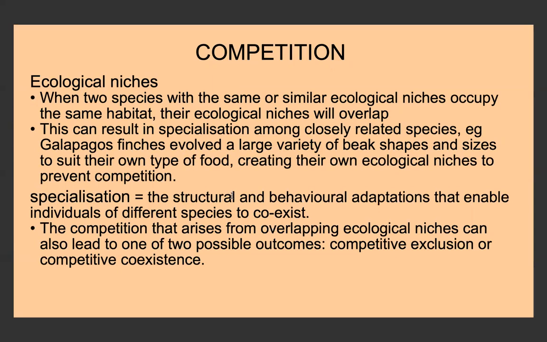For example, the Galapagos finches evolved a large variety of beak shapes and sizes to suit their own type of food so that they didn't have to compete for the same resources. They therefore created their own ecological niches to prevent competition. So an ecological niche is basically any food or resources required by an organism to survive. Sometimes we'll see a niche described as the role an organism might play in an ecosystem. It's similar to an ecological niche, which is just the resources needed for an organism to survive. So if two organisms have very similar niches, they'll have very similar requirements, and therefore specialization might need to occur to prevent or decrease competition.